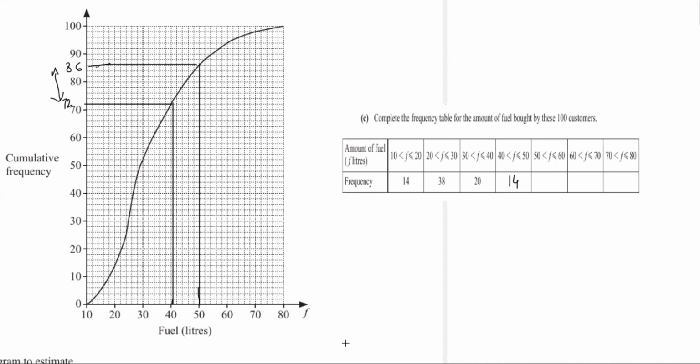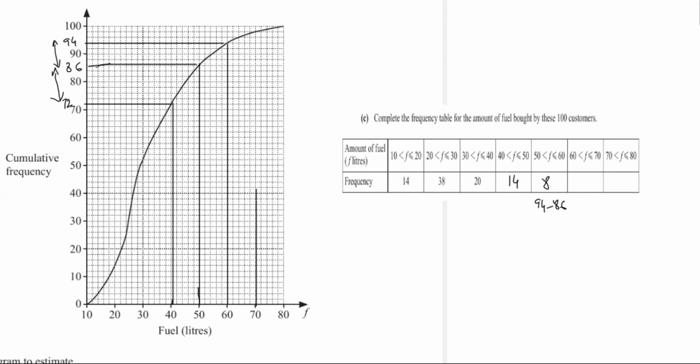Next is 50 to 60. We draw a line, and this line meets at the position. These are the number of customers who bought up to 60 liters, and this is 94. The 94th customer bought 60 liters, and the number of customers who bought 50 to 60 liters will be equal to 94 minus 86. Then 94 minus 86 equals 8 customers. And then next is 60 to 70.